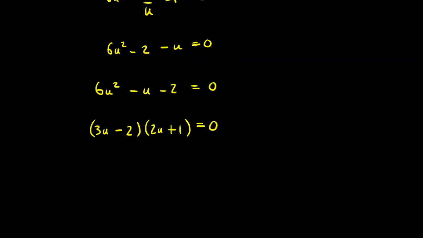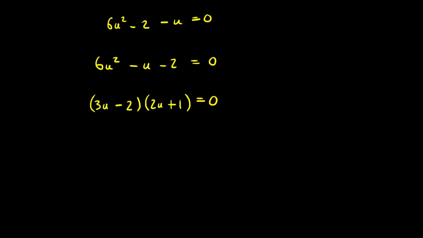You can use a calculator to factorize or solve, also, that's fine. Or you can use the quadratic formula. But I think it's a good idea to practice factorizing as well. Now, this means that we've got two options, right? 3u minus 2 is equal to 0, which means that u is equal to 2/3. Or 2u plus 1 is equal to 0, which means that u is equal to minus a half.